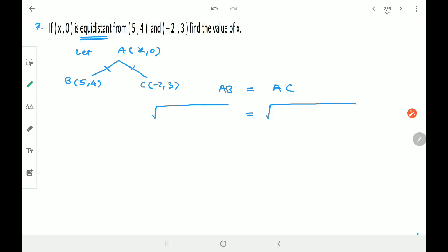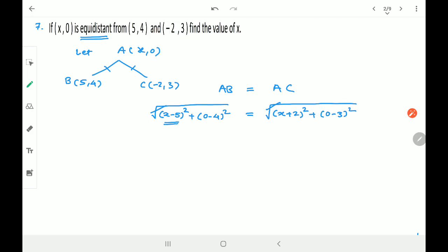So as I said, the variable should be taken first. So AB is the square root of (x minus 5) the whole square plus (0 minus 4) the whole square. I hope you understand. AC is (x minus of minus 2), that means (x plus 2) the whole square plus (0 minus 3) the whole square. Now the square root from both sides can be cancelled if I square both sides, right? So my major problem of that square root is sorted, isn't it?